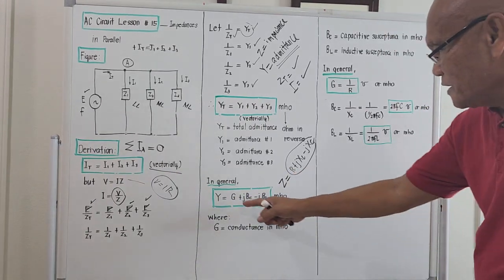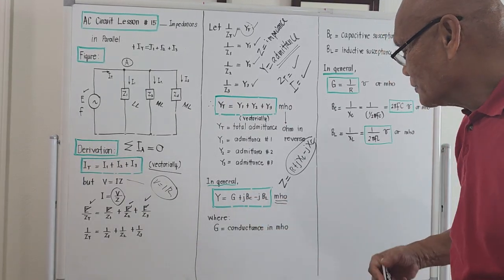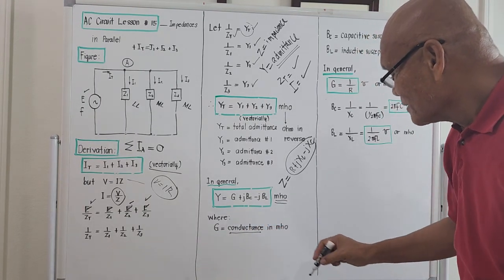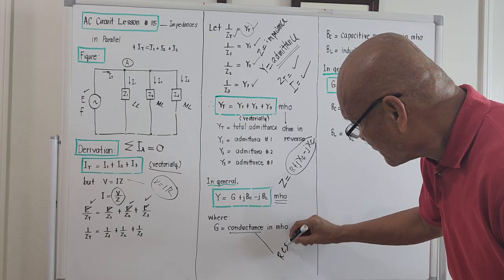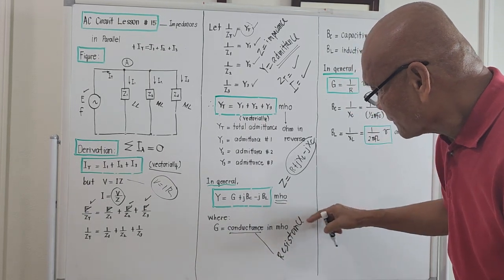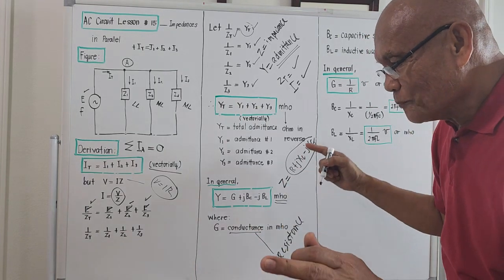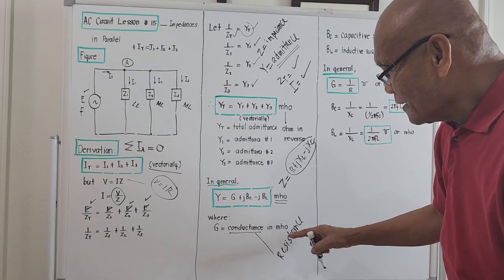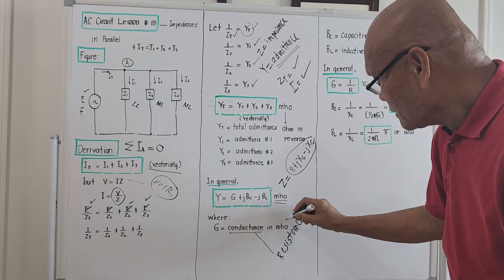And the value G here, G as in God, is termed conductance. Why conductance? This is the reciprocal of resistance. It's the opposite of resistance. So under parallel circuit, parallel impedance, instead of resistance, the real part of the admittance is actually conductance, and the unit is actually mho.